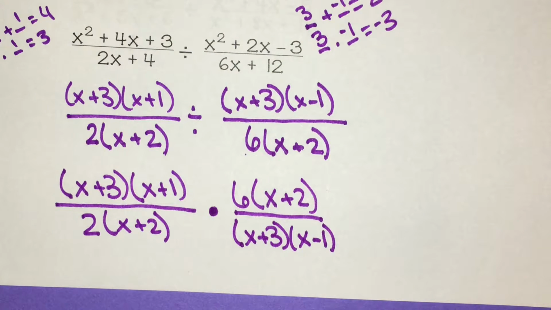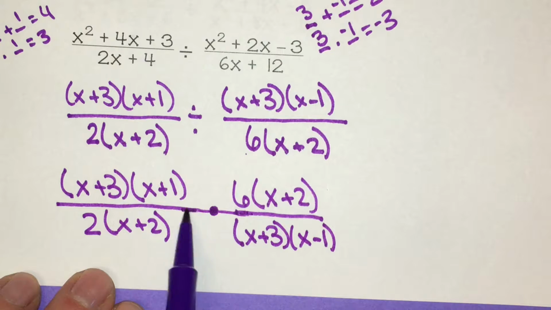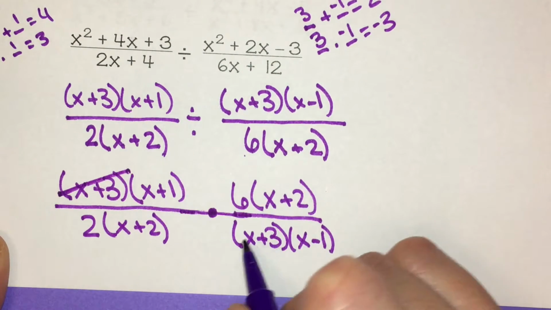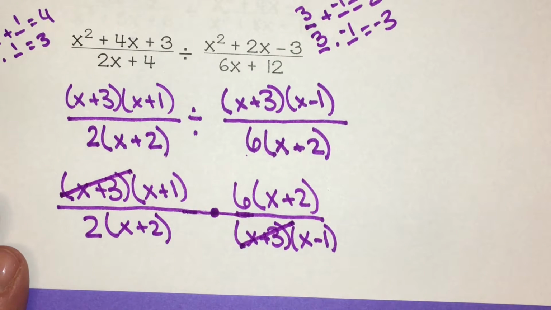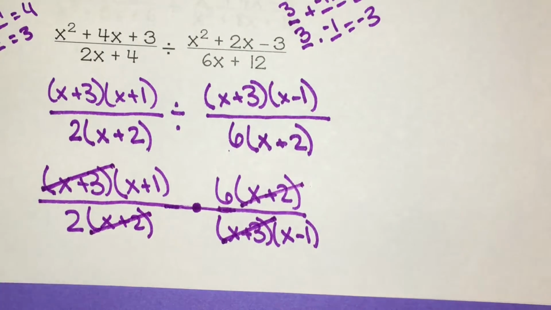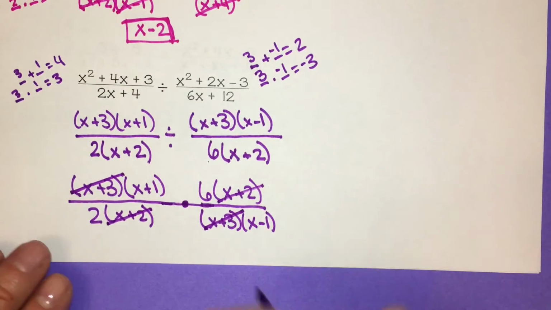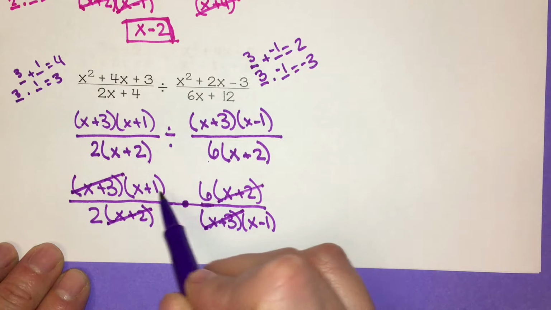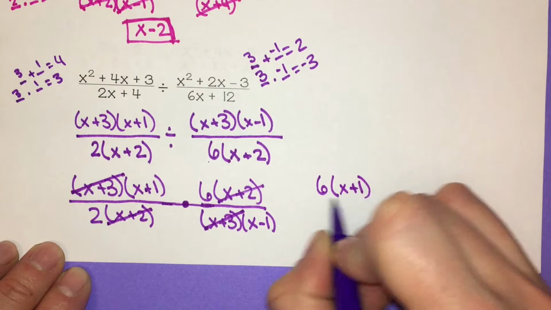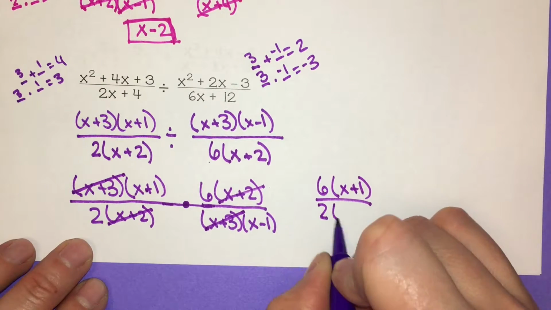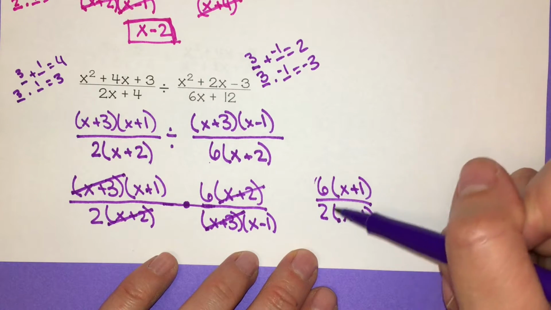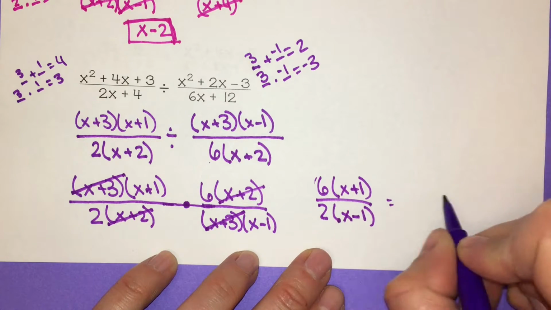All right, now, again, I'm multiplying, so I can kind of just go like this. Here I have x plus 3 divided by x plus 3 is 1. X plus 2 divided by x plus 2 is 1. So I'm left with on top a 6 times x plus 1, and on bottom I have 2 times x minus 1. All right, but 6 divided by 2 is 3.